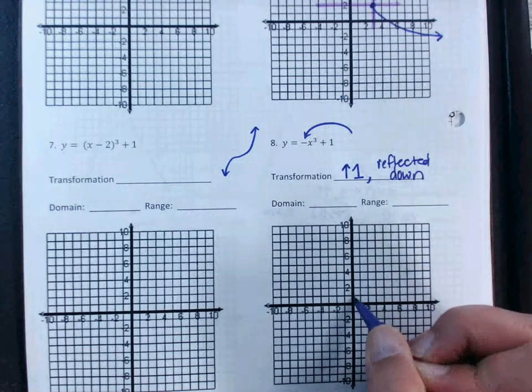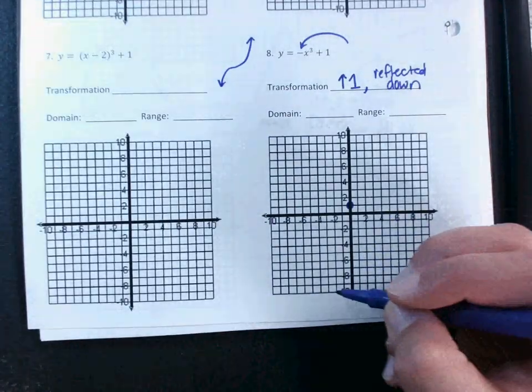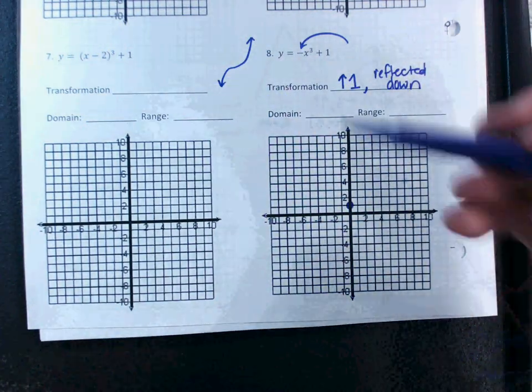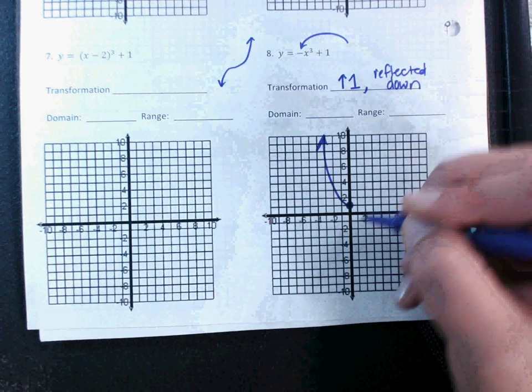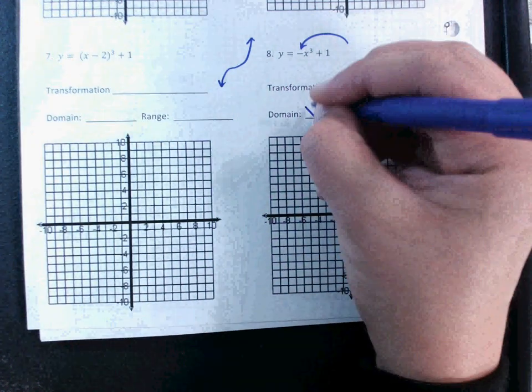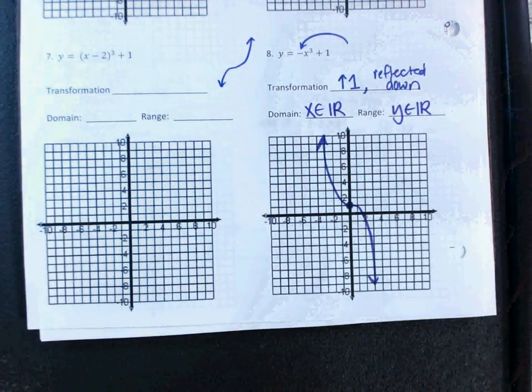So we're going to go up 1 right here. And then instead of doing it like this, the same shape here, I'm going to flip it upside down. So it's going to go up on the left, down on the right. Domain and range for both will be what if I've got all arrows going opposite directions? x within all real numbers, y within all real numbers.